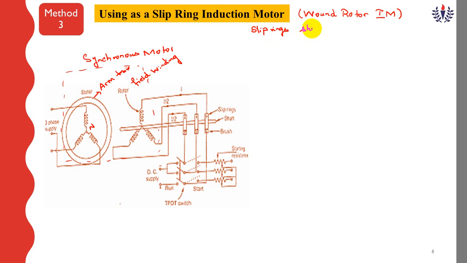In slip ring rotor, the slip rings are short circuited with the brushes. You see here, this is the slip ring, this is the brushes. But understand, this is a slip ring. So the rotor, all the three phases will be connected to slip rings. This slip ring is mounted on the shaft.